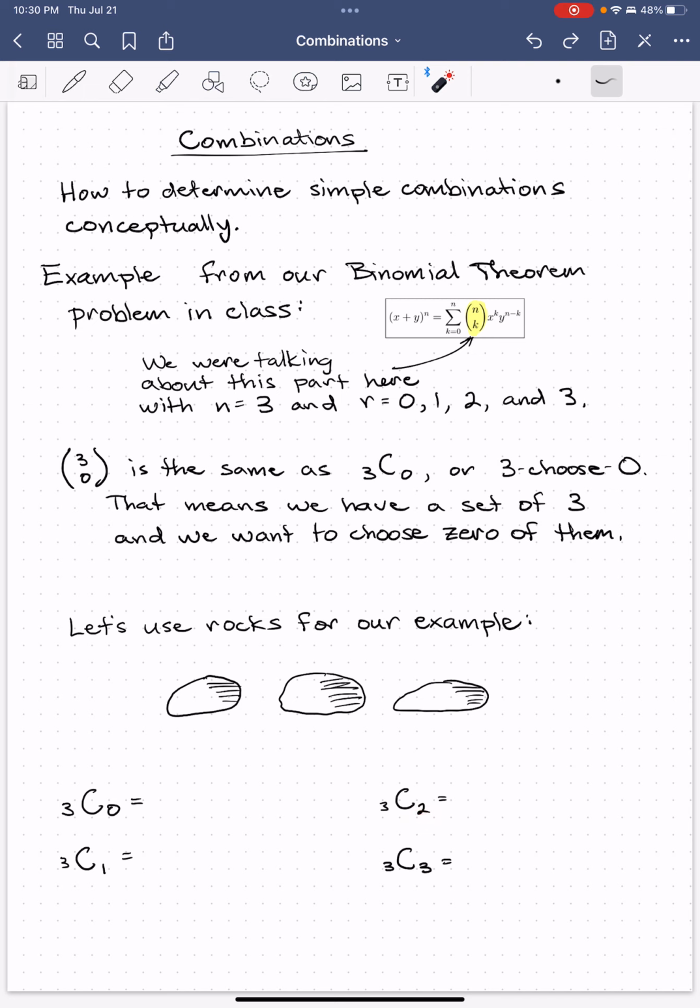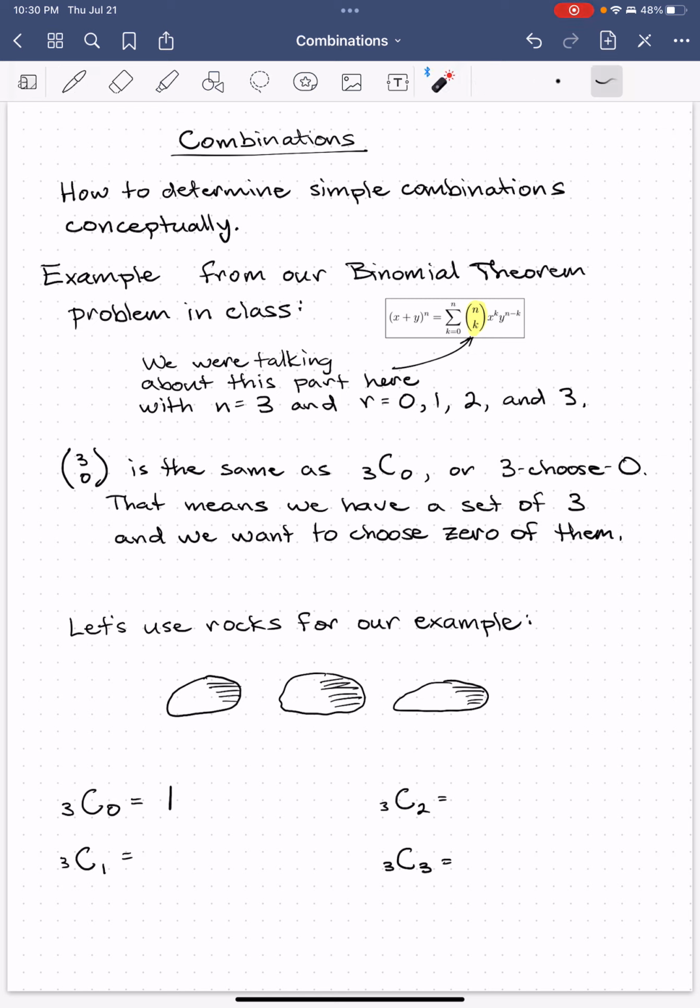So here's my example. Let's say you go to a rock and gem show and you see a vendor that's selling pretty polished rocks. And we're looking at this case right now, 3 choose 0. Unfortunately, you forgot your wallet, so you can buy none of those rocks. You can't buy any of them. The only way you can buy none of the rocks is to buy none of the rocks. That's the only way, so there's one way to buy none of the rocks. So we put a 1 right there. 3 choose 0 is 1. There's one way to buy none of the rocks.